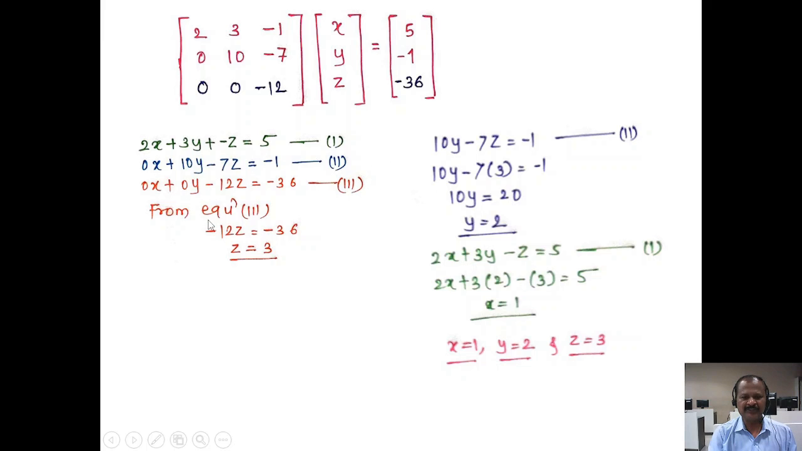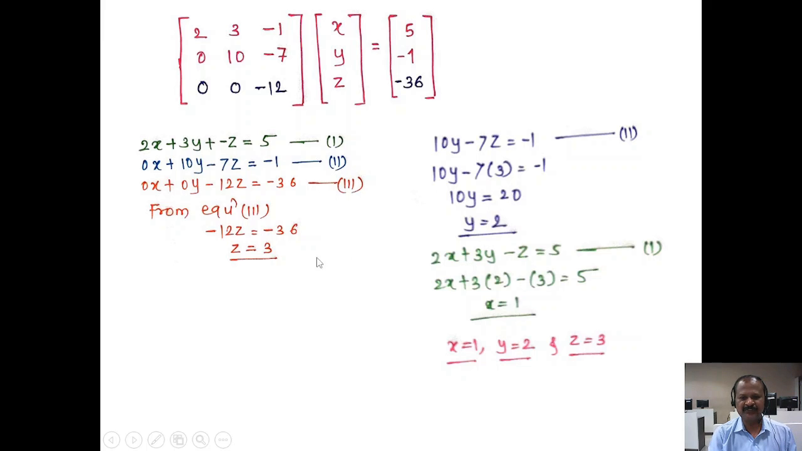So from equation number 3, minus 12z is equal to minus 36. So 36 divided by 12, z is equal to 3. Now for this Gauss elimination method we are using back substitution. So z is equal to 3, you can put this value into equation number 2. So 10y minus 7z is equal to minus 1, the value of z is 3. So 10y is equal to 20, y is equal to 2.